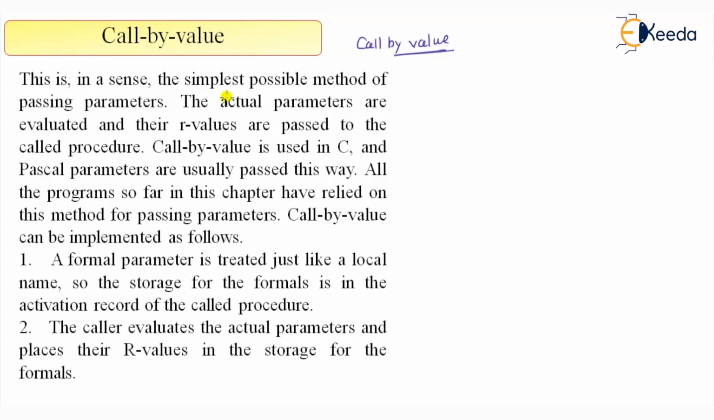The simplest method of passing parameters: the actual parameters are evaluated and their R values are passed to the called procedure. So the first point is that their R values are passed to the procedure.